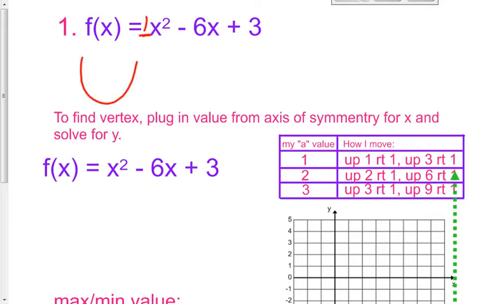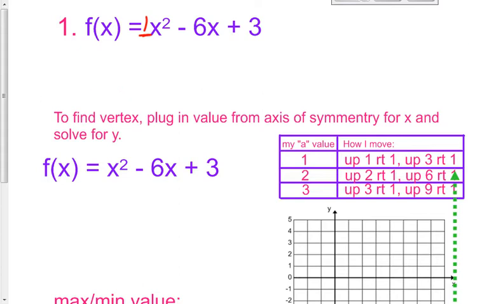So because you know it's going to be u-shaped and because you know it's going to open up, you automatically have a picture in your brain. Okay, as I graph this, I know it should look something like this. If you get something else, you've done something wrong. So that's a nice check as we're doing these problems.